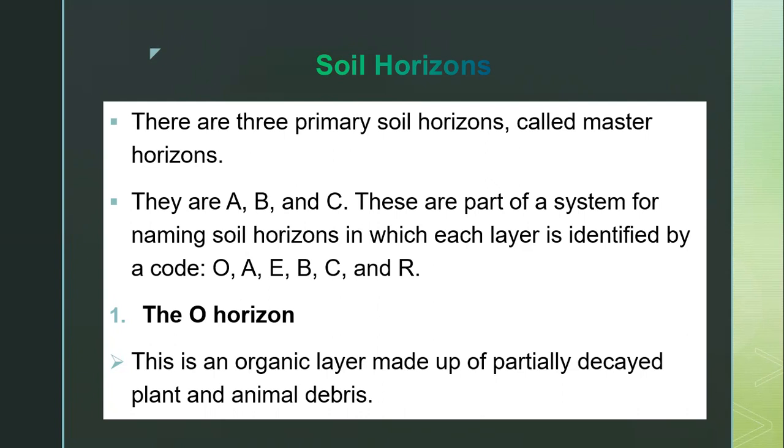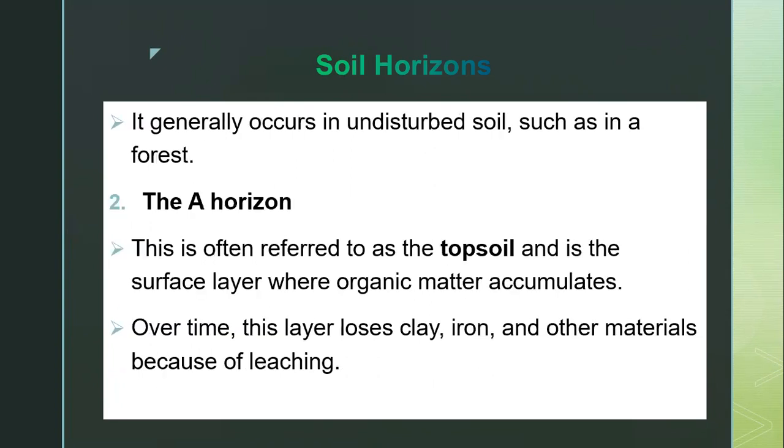Now let's start by seeing the O horizon. The O horizon is an organic layer made up of decayed plant and animal debris. So this is a layer that contains all the organic compounds. Now it generally occurs in undisturbed soil such as in the forest. So you can simply see this layer when you observe within the forest.